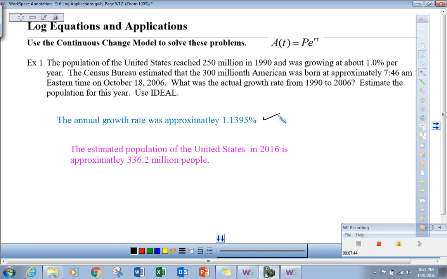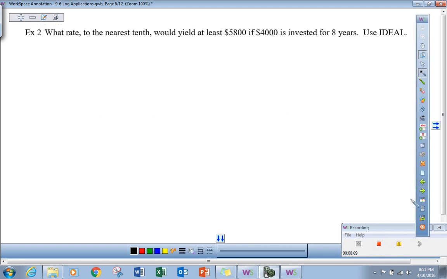So that's going to be our job today. It'll be a continuous growth model. Figure out your A, your P, your T, find your R value, and then we've got our model. Skip on over to number 2. Number 2 is a little easier than number 1.